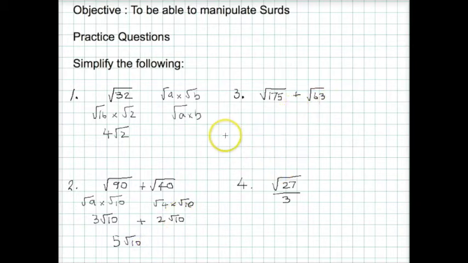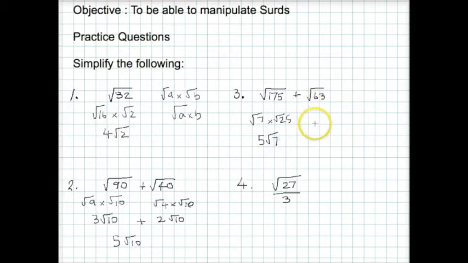Question 3. Again, the same type of question, but we need to make sure that the roots that we're getting out of these when we simplify them are the same roots. Well, this one would be root 7 times root 25. That multiplies to give 175. Root 25 is 5, so I can simplify this to 5 root 7.